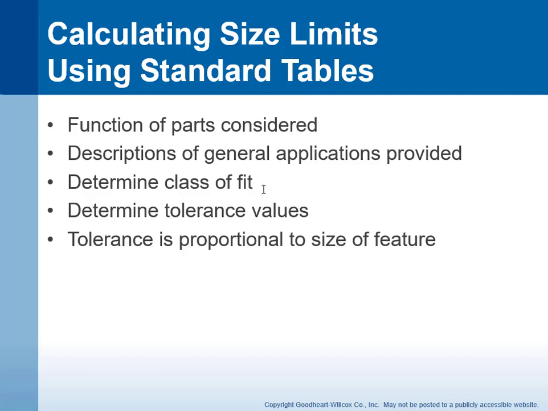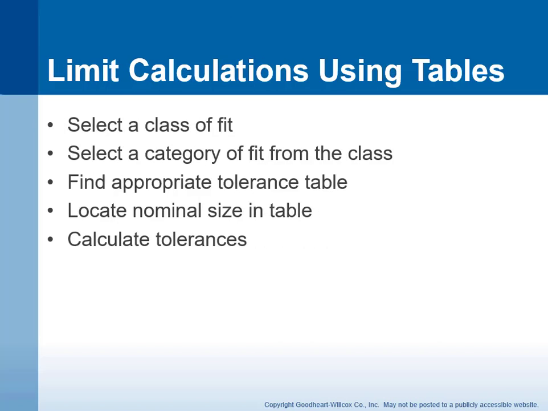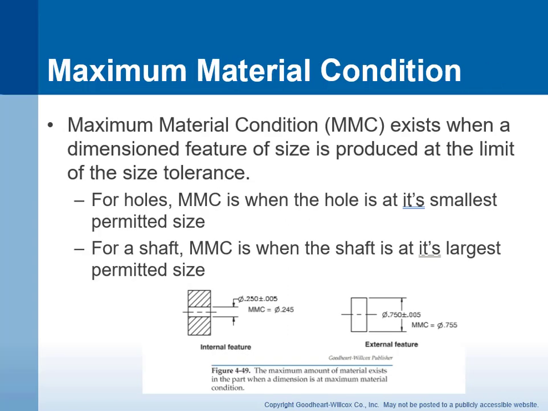The function of the parts is always considered when you're choosing what kind of fit to use. Description and general applications are provided. You have to determine the class of fit, and then you need to determine the tolerance values. The tolerance is proportional to the size of the feature. We do this using these limit calculation tables, and I'll give you an example on how to do that. You select the class of the fit, you select the category of the fit from the class, you find the appropriate tolerance table, you locate your nominal size in the table, and then you calculate the tolerances. We've seen this before in other classes.